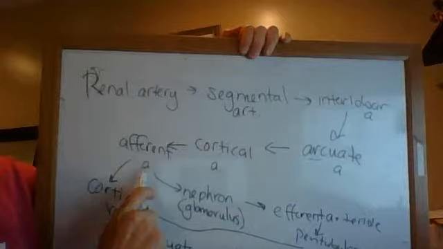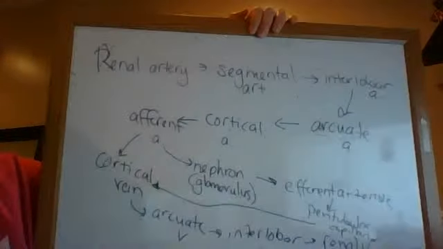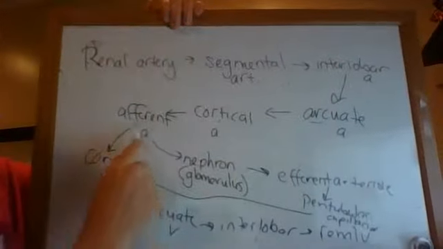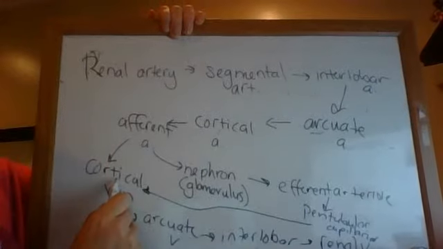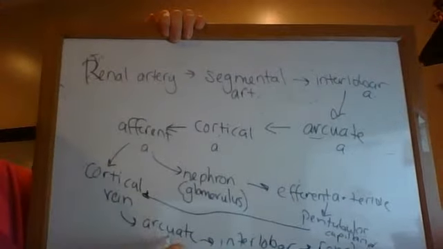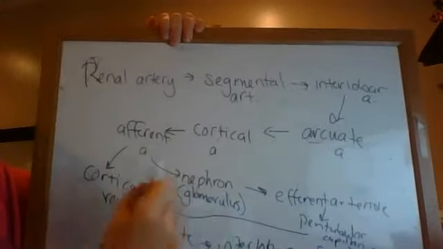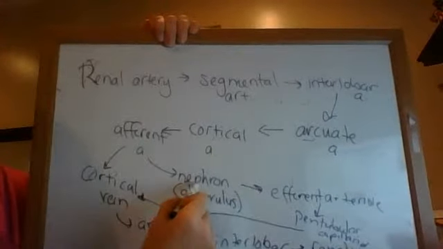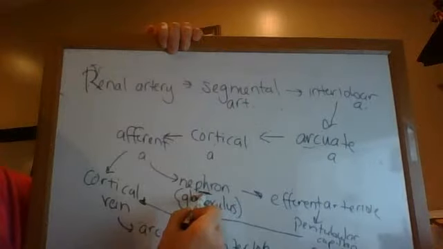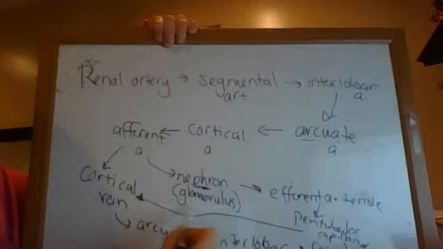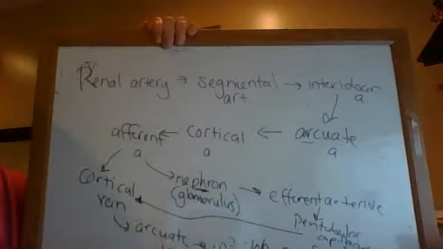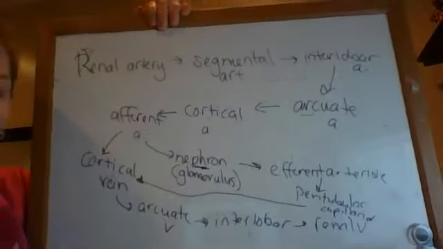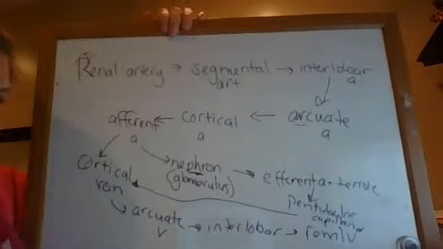Now the blood in the afferent arteriole can go 2 different ways. It can branch off and go back into the cortical vein, arcuate vein, interlobar vein, etc., or it can go into the glomerulus, which is within a structure called the nephron, which we're going to talk about in a little bit. The glomerulus is the capillary network here that's responsible for filtering the blood in the kidneys.